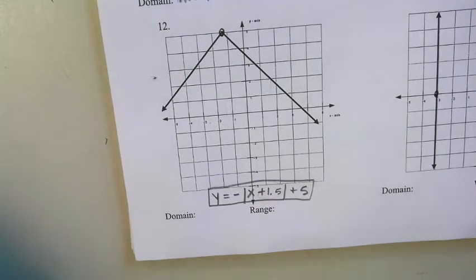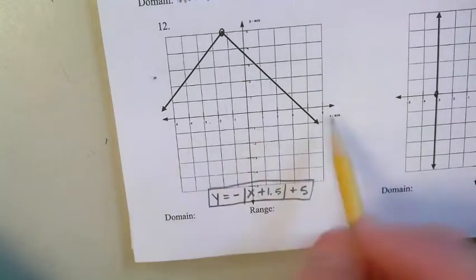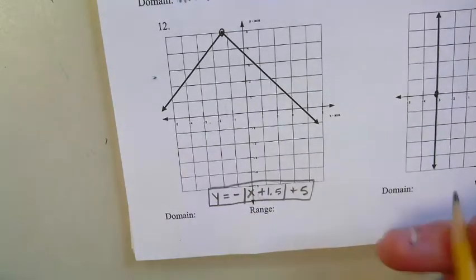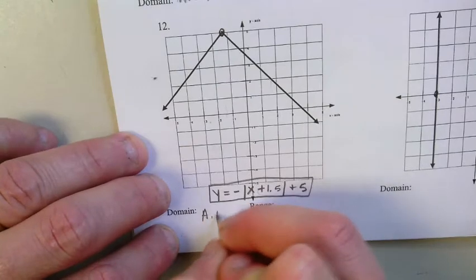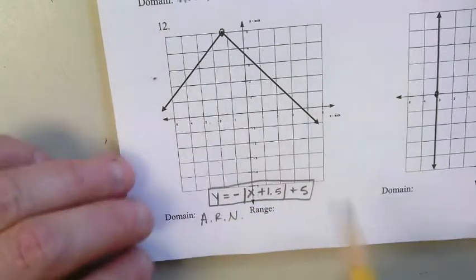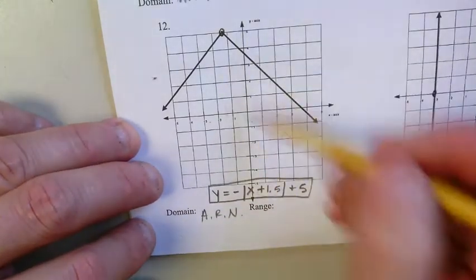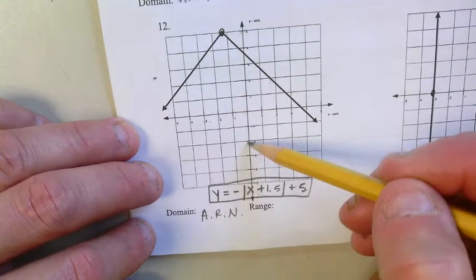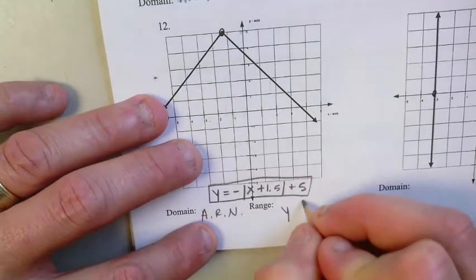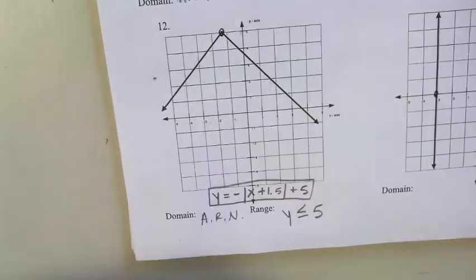All right, so the domain, what x values play a role in this function? And it's every single one of them, all real numbers. Okay. The y values that play a role in this function start here and work their way down. So y has to be less than or equal to 5. Okay.